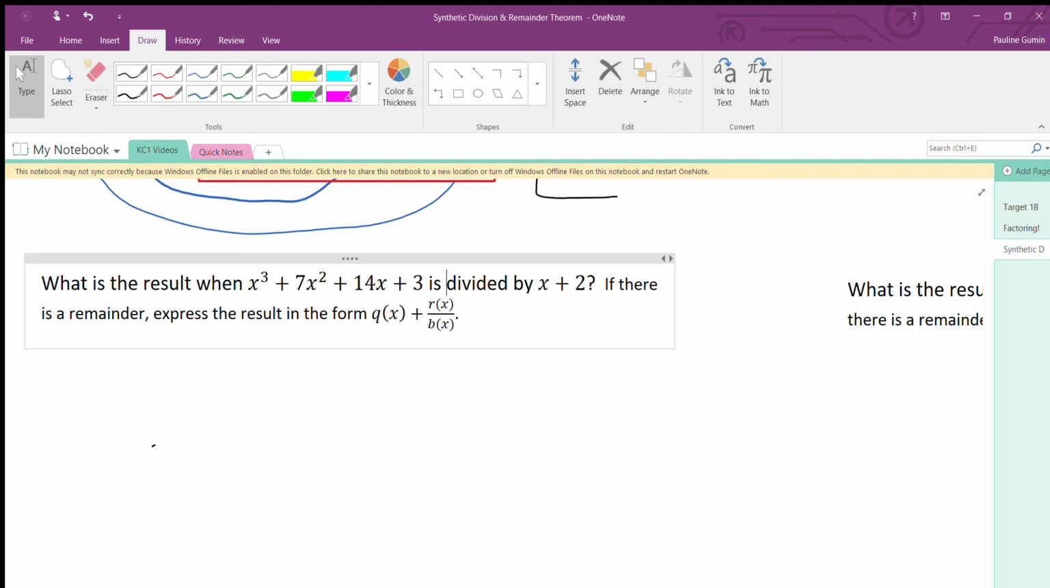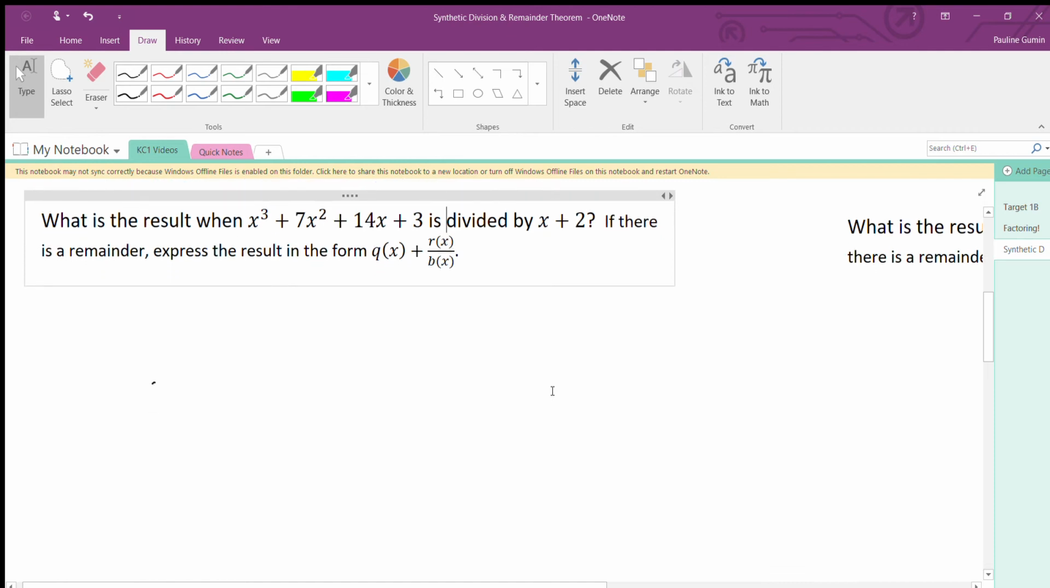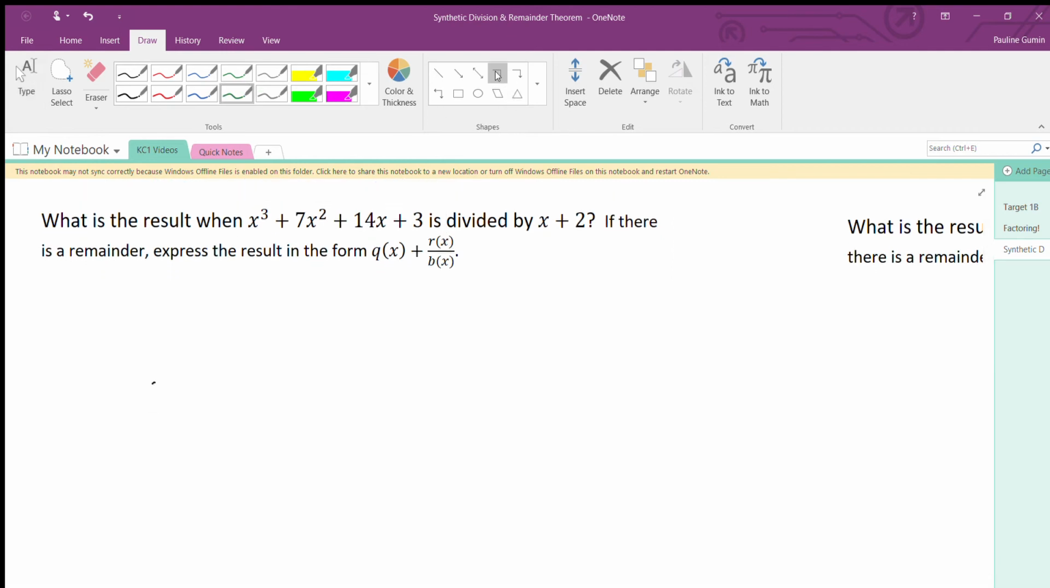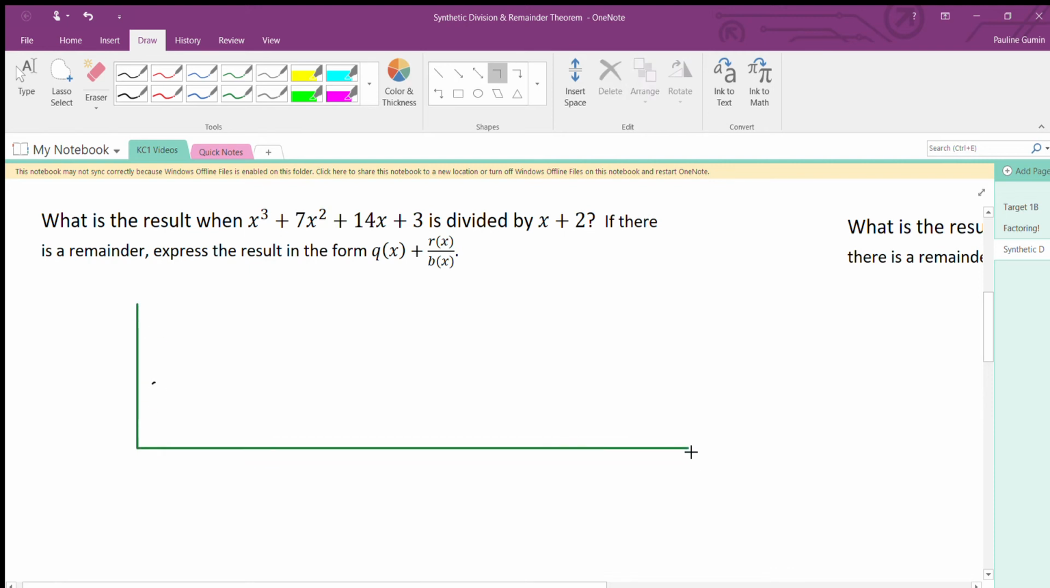So, if it's not obvious to you, if we're being told, hey, there might be a remainder, chances are there's going to be. So let's do it. Let's prepare ourselves for a remainder. That's going to be something new. Make this nice and big.